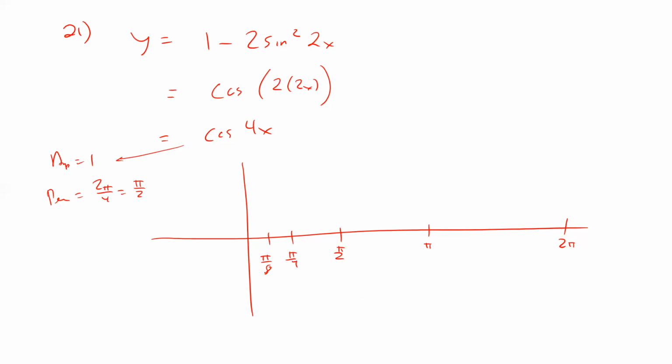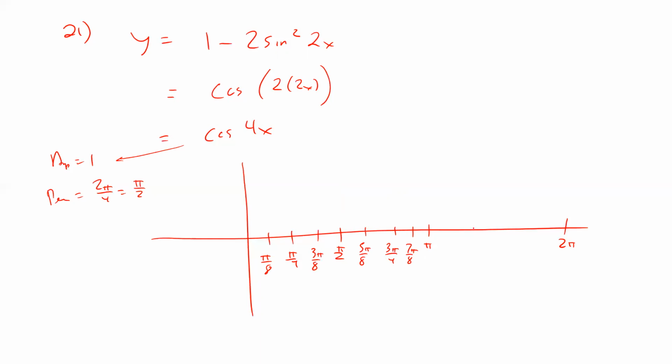All right, here we go. Pi over 8, 2 pi over 8, 3 pi over 8, 4 pi over 8, 5 pi over 8, 6 pi over 8, which is the same thing as 3/4 pi. 7 pi over 8, 8 pi over 8 is here.